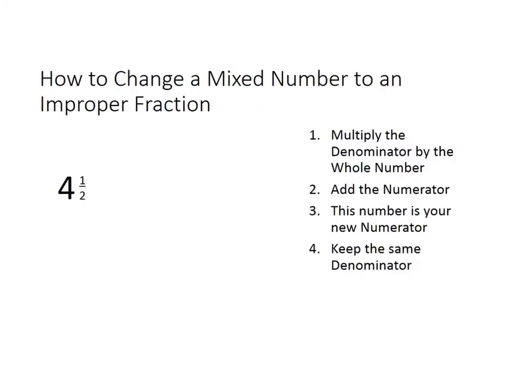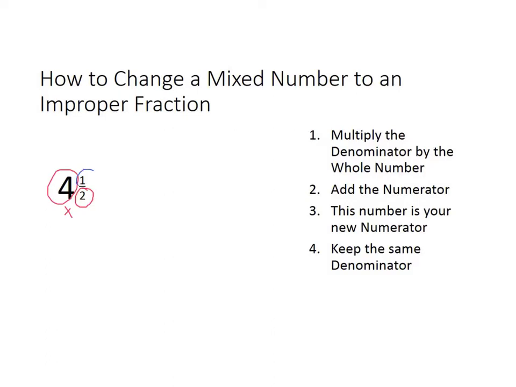Well, there's an easier way to change a mixed number to an improper fraction rather than drawing out visuals every single time, but it is good to understand what it means that we're doing. The steps of changing a mixed number to an improper fraction: step 1, multiply the denominator times the whole number. So we're going to multiply, in this case, 2 times 4, which is 8.